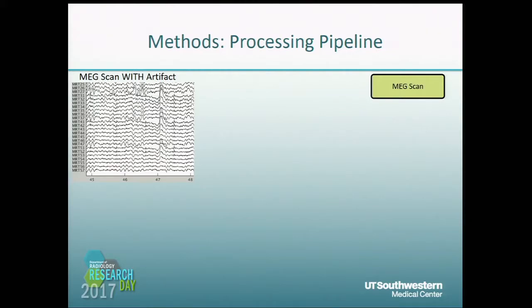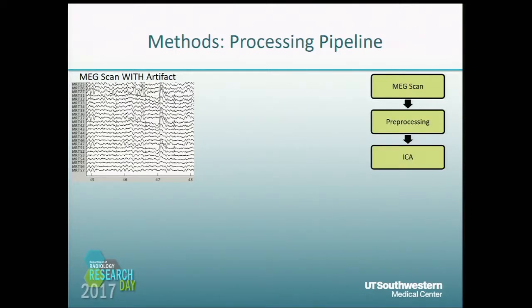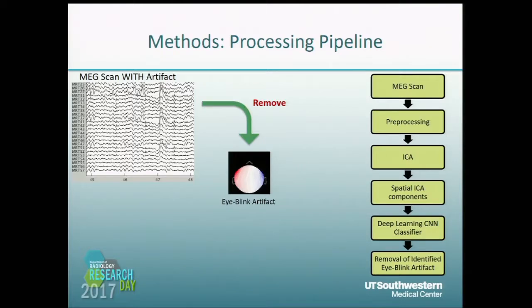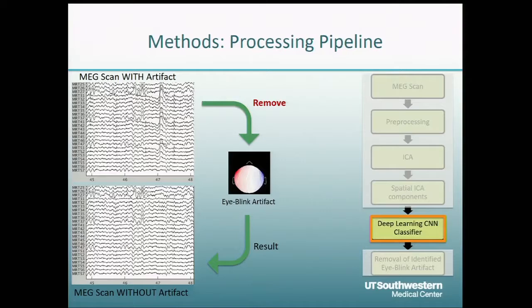To do an overview of our pipeline so far, we have the MEG scan, and on the left, you can see those peaks towards here. These are the eye blink peaks. And then we do the pre-processing, the ICA, then we generate the spatial ICA map. Then we use our deep learning CNN classifier to label it. Then we remove this artifact, and the result is MEG without this artifact, and we still retain all the signal. We'll focus on the deep learning CNN classifier now.